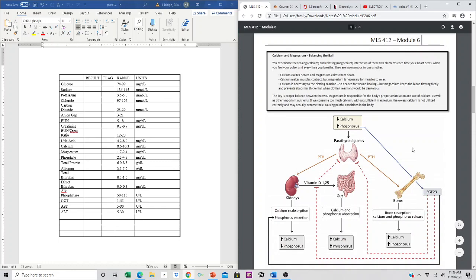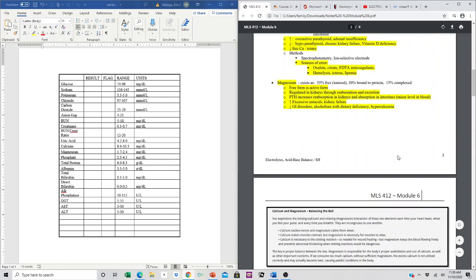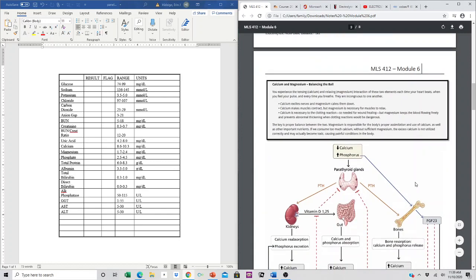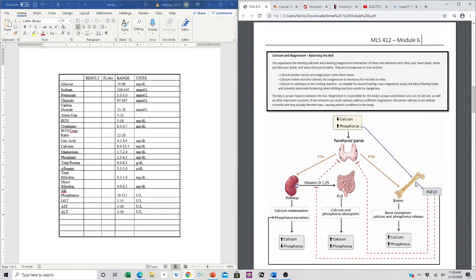This is just a little additive that I came across because these three work so much together. I don't remember now in which textbook, and I didn't make note of it, but it was one of the textbooks. How calcium and magnesium work together: calcium excites nerves, but magnesium calms them down. Calcium makes the muscles contract. Magnesium causes them to relax. Calcium is needed for clotting, but magnesium works toward having the blood flow freely.